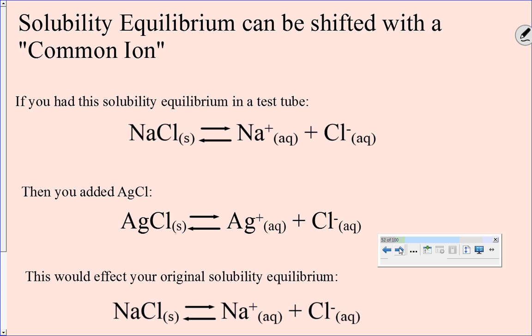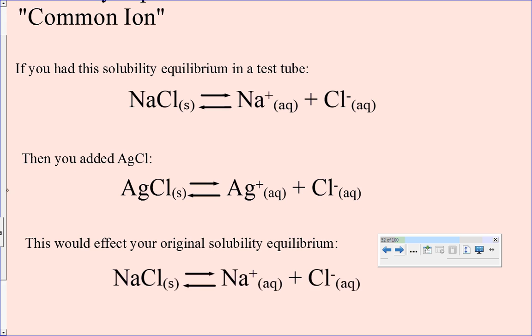Solubility equilibrium, or physical equilibrium, can be shifted by something called a common ion. Imagine we have a solubility equilibrium, such as a saturated solution of NaCl. This NaCl, remember, is trying to dissociate into Na+ and Cl- ions that float around in solution. Those individual ions are attracted to each other and try to turn back into that solid NaCl crystal at the bottom.